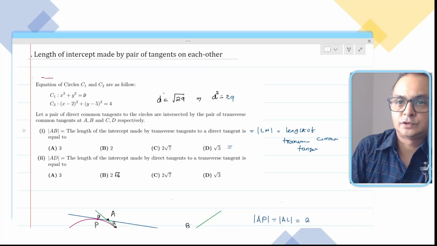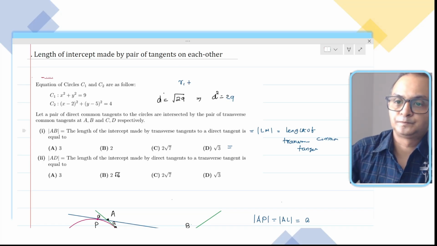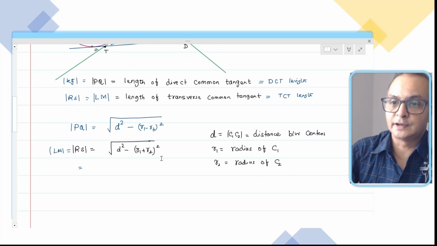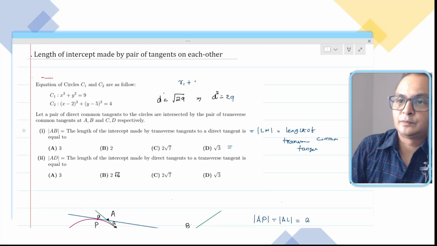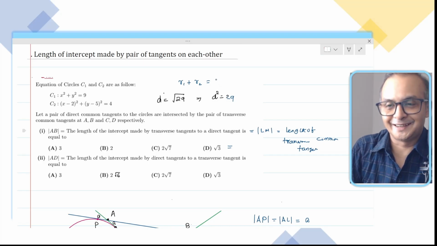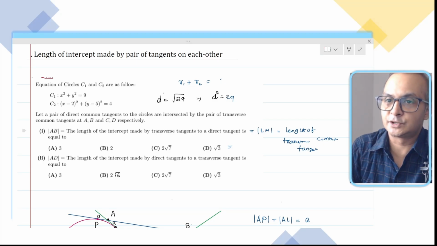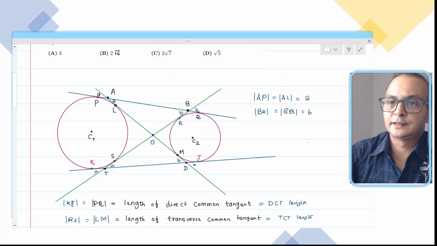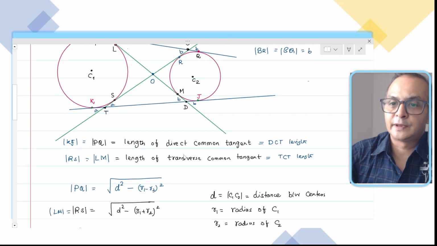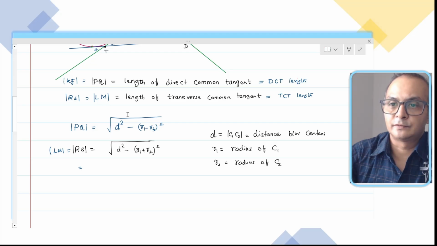Now I have to find out radius 1 plus radius 2, that is the sum of radii, I mean to say, that is 3 plus 2, that is 5. So AB length is the length LM, and LM can be found out by this formula.